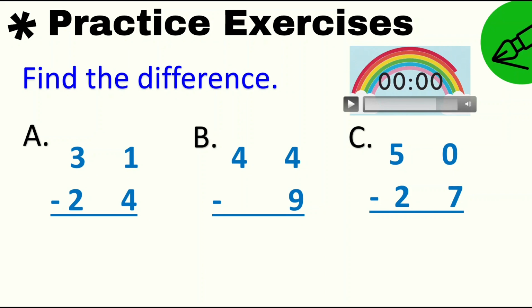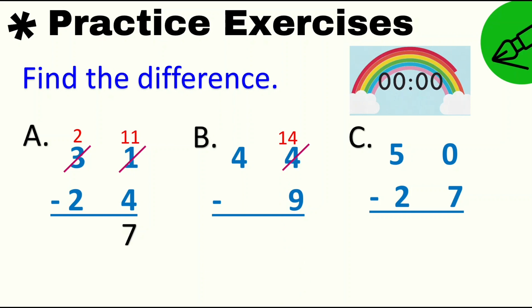Okay, for letter A, 31 minus 24. So we will regroup 31, right? So your 1 will become 11, and then your 3 will become 2. So 11 minus 4 is? Yes, it's 7, and then 2 minus 2 is 0. You don't need to put 0, so 7 is the answer. Okay, for letter B, let's regroup 44. 4 will become 14, and then 4 will become 3 tens, right? 14 minus 9 is 5, and then bring down 3.